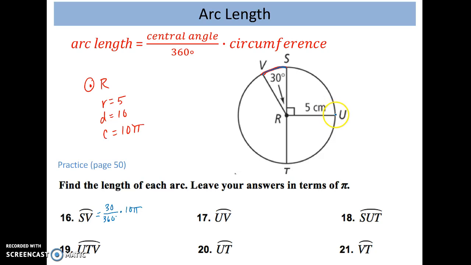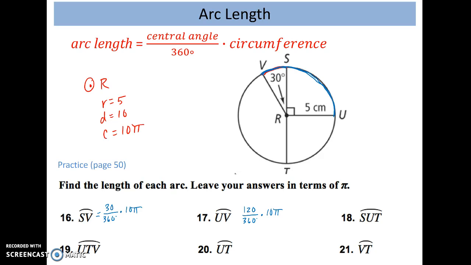UV, so the length of arc from U to V. So from U to V, that's a 90-degree angle, plus the 30 degrees here. So that would give me 120 degrees as a central angle, divided by the 360, and then I multiply that by the circumference of the circle. The circumference of the circle never changes. It's always going to be 10 pi.